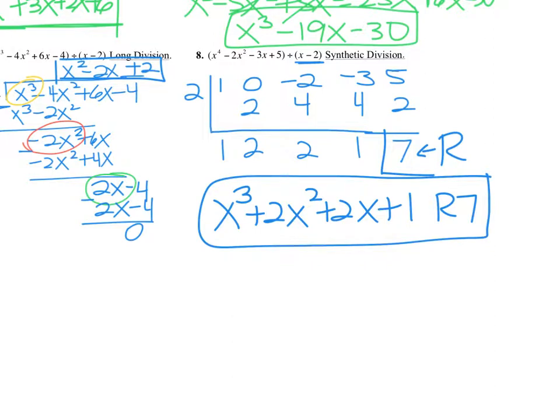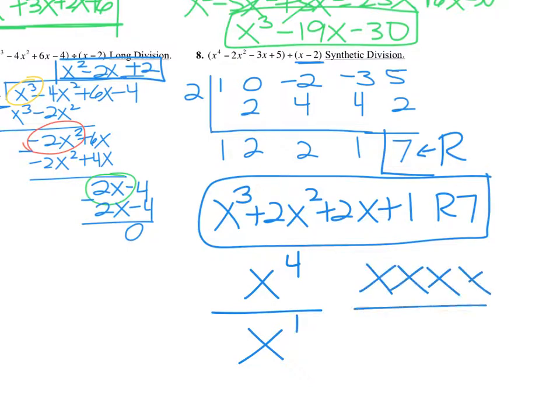Someone asked me, why do we get a cubic here, right? Well, we're taking a polynomial that has degree 4, dividing it by a polynomial of degree 1. Do you remember doing this in your Algebra 1 class? If you have 4 x's up top and 1 on the bottom and you reduce, what do you end up with? X cubed. So I divided an x to the 4th by an x, I get an x cubed as my answer.